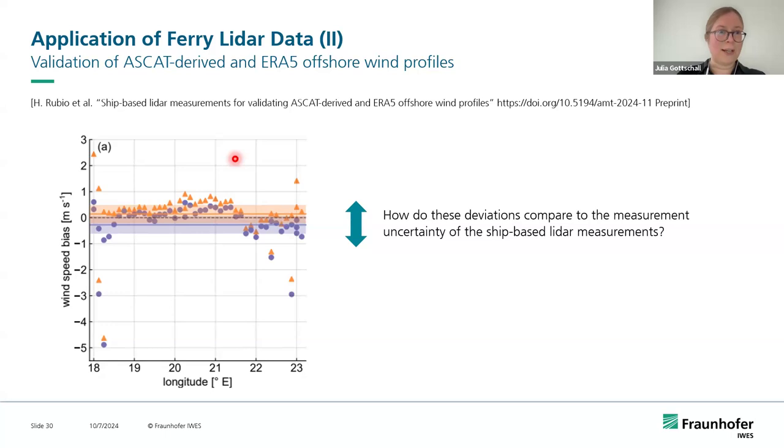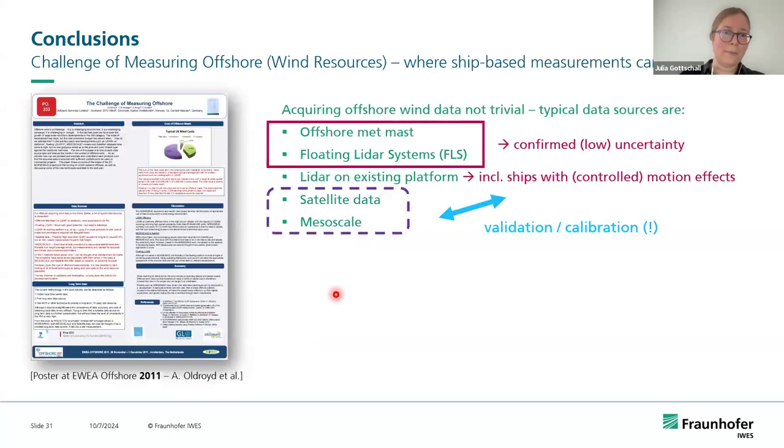So the question, of course, now, and you can see this publication is still in preprint, still under review, and we're having a very in-depth discussion with the reviewer at the moment, because the question is: is this relevant actually? So how much do we trust the ship lidar measurements, and how can we relate these deviations to the measurement uncertainty of the ship-based lidar measurements itself? And with this, I want to come back to the start of my presentation with a postulation.